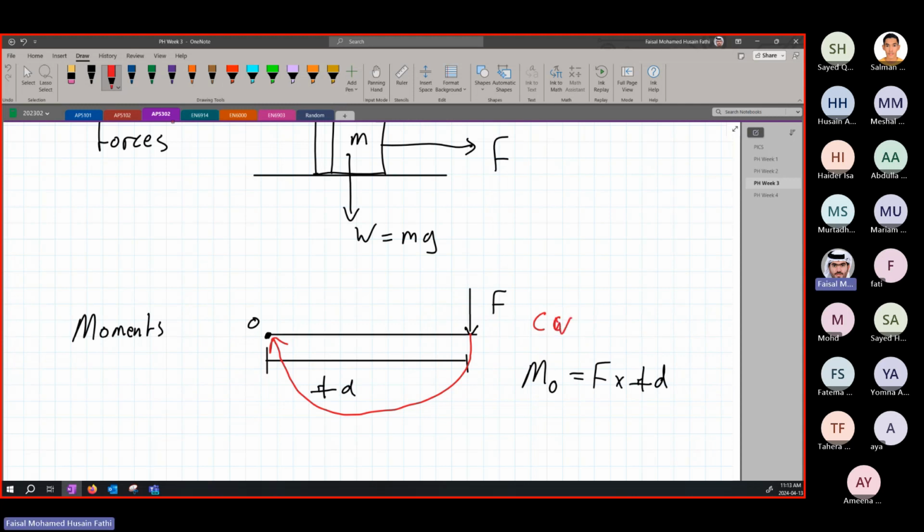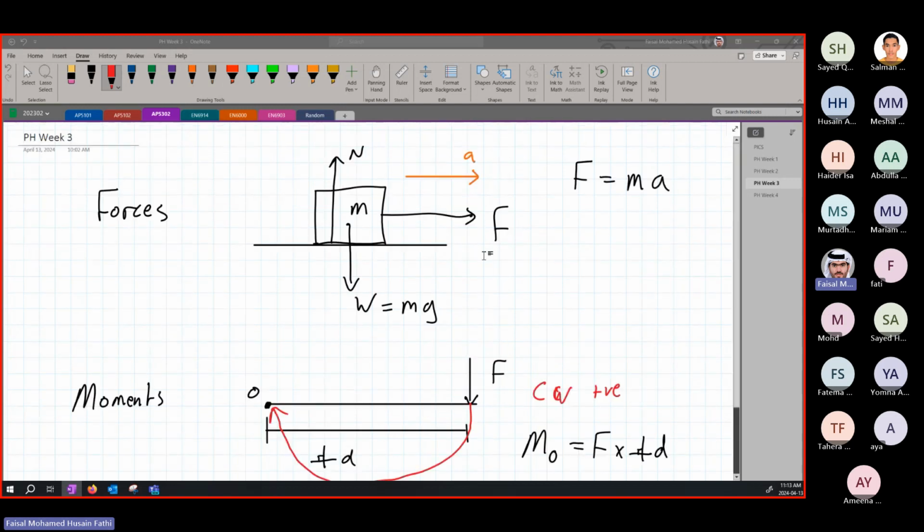Usually clockwise would be positive and counterclockwise would be negative, depending on how you assume your directions. Remember, when it comes to directions, you should assume whatever you are comfortable with. Usually, I go with clockwise positive for moments, and I take this to be my positive x and y direction. So this is plus y and this is plus x. These are just the standard or normal way of doing it.